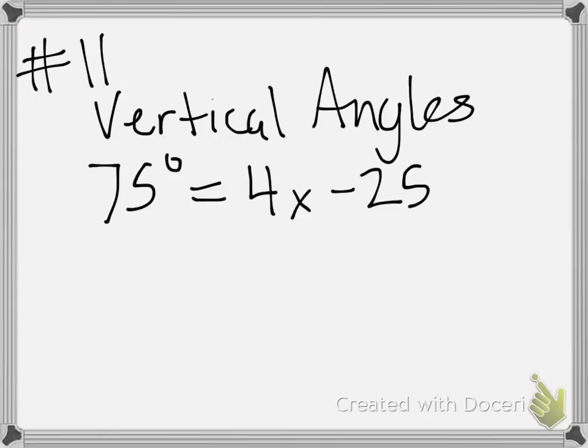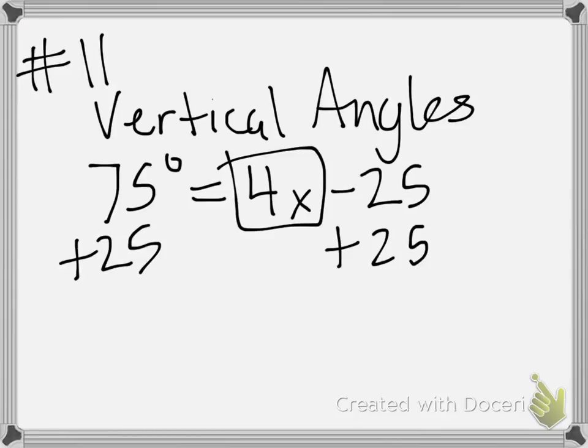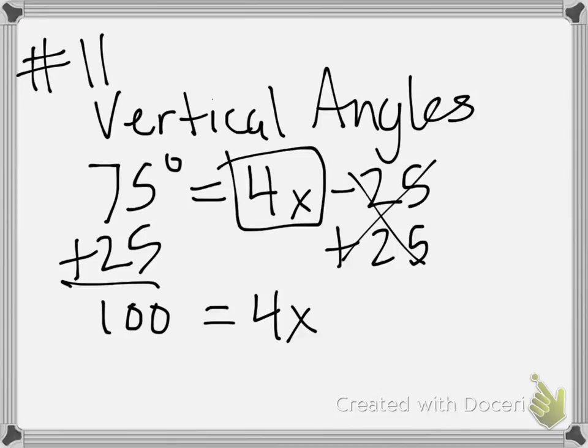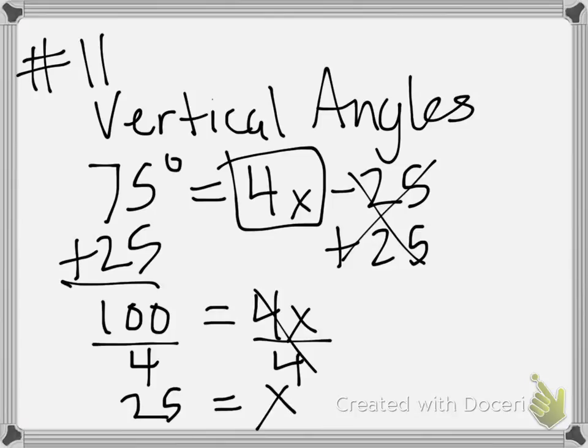Secondly, we have to find the value of x. So again, we want to try to get this part by itself. There's a negative 25 in the way. So to get rid of that, we're going to add 25. We're going to add 25 to this side as well. These cancel out, which means I'm left with 4x. 75 and 25 gives me 100. 4 times x is 100, so I'm going to divide both sides by 4. These 4's cancel. I'm left with x, and 100 divided by 4 is 25. So x equals 25. Alright, why don't you try numbers 12 and 13 on your own, and then I will go over these in just a minute.